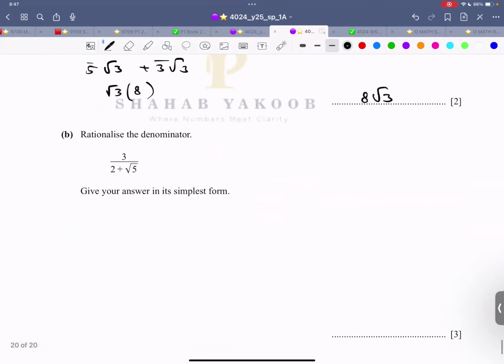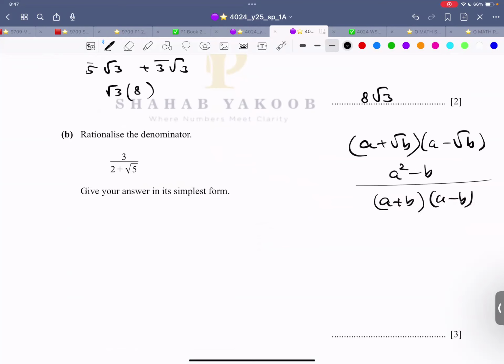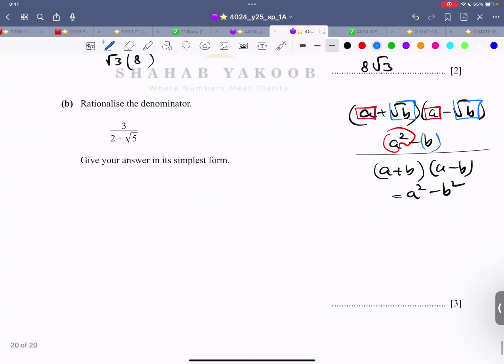Pretty straightforward. Rationalize the denominator, a plus root b. If it multiplies with a minus root b, that is a square minus b. Just like a plus b into a minus b, that is a square minus b square. So basically, this is a, so a square becomes a square. And this is root b, root b square becomes b. That is the rule. So what do we do? We multiply and divide by the conjugate of the denominator. You change the sign of this thing. The plus becomes the minus.